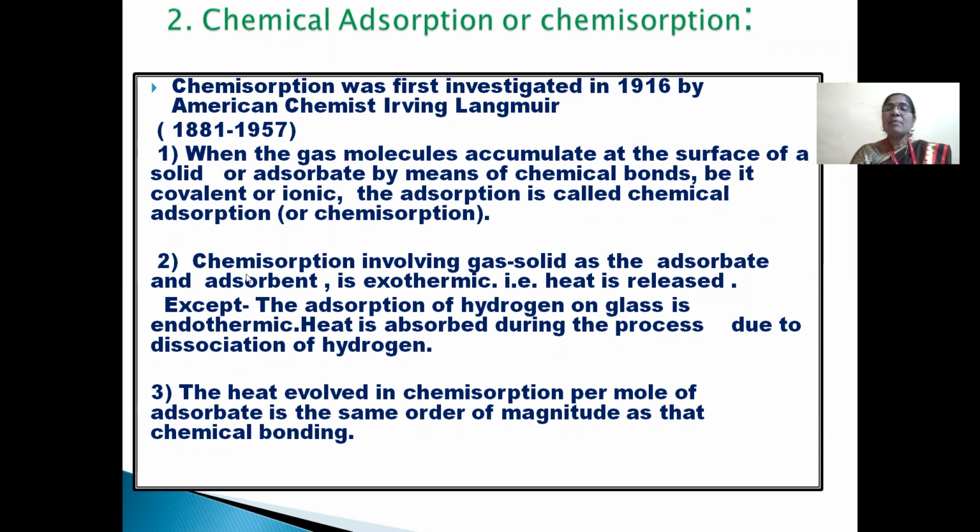Second point, chemisorption involves gas and solid as the adsorbate and adsorbent. That means here gas is the adsorbate and solid is the adsorbent. And this chemisorption is exothermic. That means heat is released, except the adsorption of hydrogen on glass, which is endothermic. Here heat is absorbed during the process due to dissociation of hydrogen.